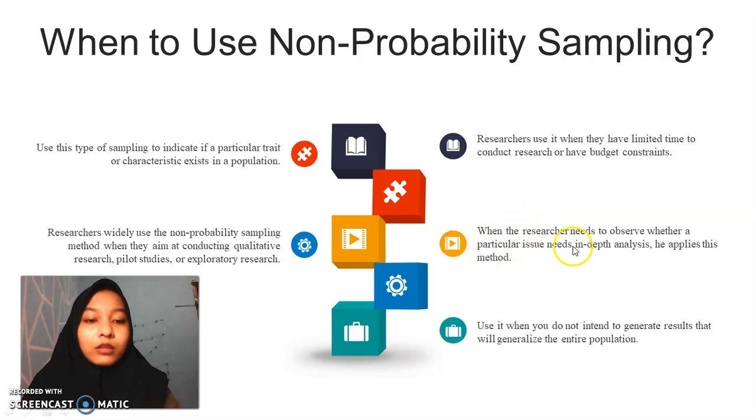or when the researchers need to observe whether a particular issue needs an in-depth analysis, they apply this method. Or the last condition, they will use it when they do not intend to generate results that will generalize the entire population.